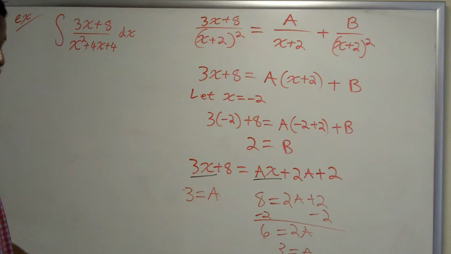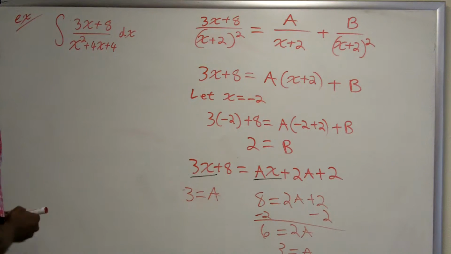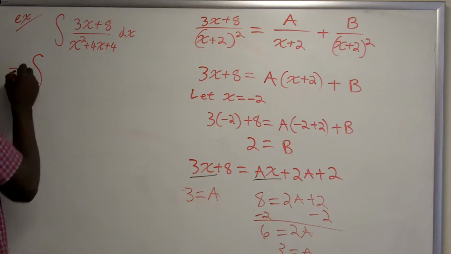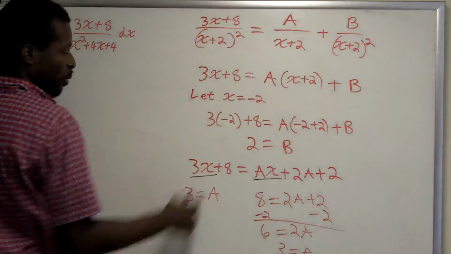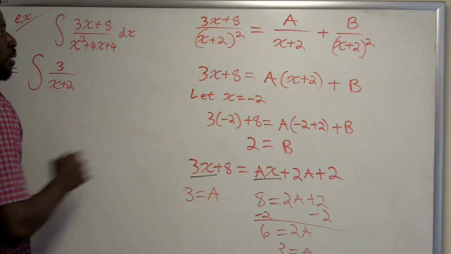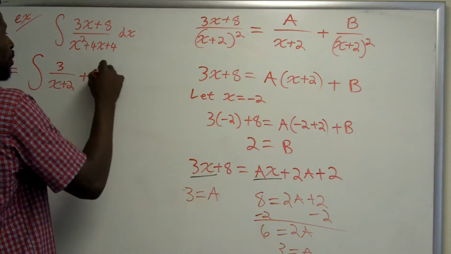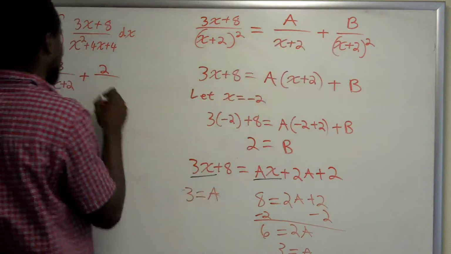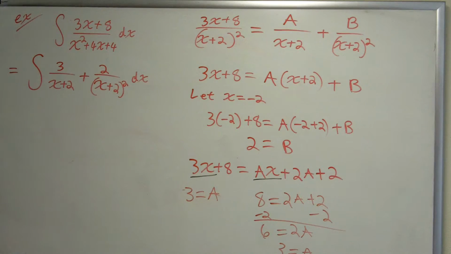Okay, so now I figured out the partial fraction decomposition of the fraction in this integral. So let's go ahead and change it. This integral is now going to be the integral of a over x plus 2, but a is 3, so 3 over x plus 2, then plus b, which is 2 over x plus 2 squared dx. So this is what I'm integrating, partial fraction.